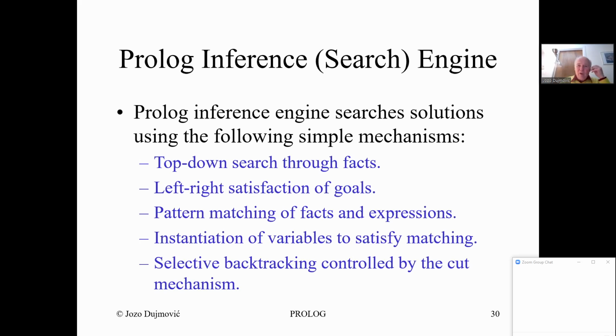The work of the PROLOG inference engine, how this search engine is working. Today we are going to go into more detail in that process. The search engine is always going top down through facts, left to right to satisfaction of goals, and then uses pattern matching of facts and expressions and instantiates variables during that process. And whenever it fails, it backtracks to the previous goal.